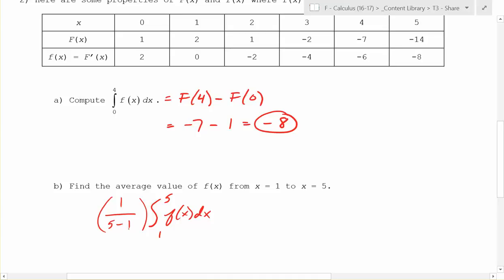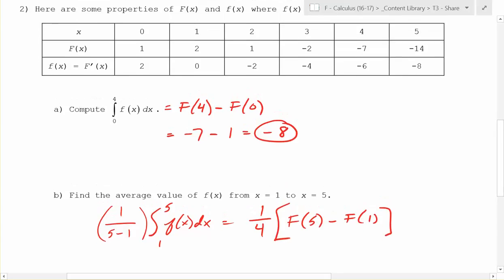I just want to put the whole thing out there, right? So this is going to be 1 over 4 times, well, if we want the integral from 1 to 5, it's what minus what? Capital F of 5. You see why I don't like that notation? You say F, and I'm like, which one? Capital F of 5 minus what? Capital F of 1. Exactly.